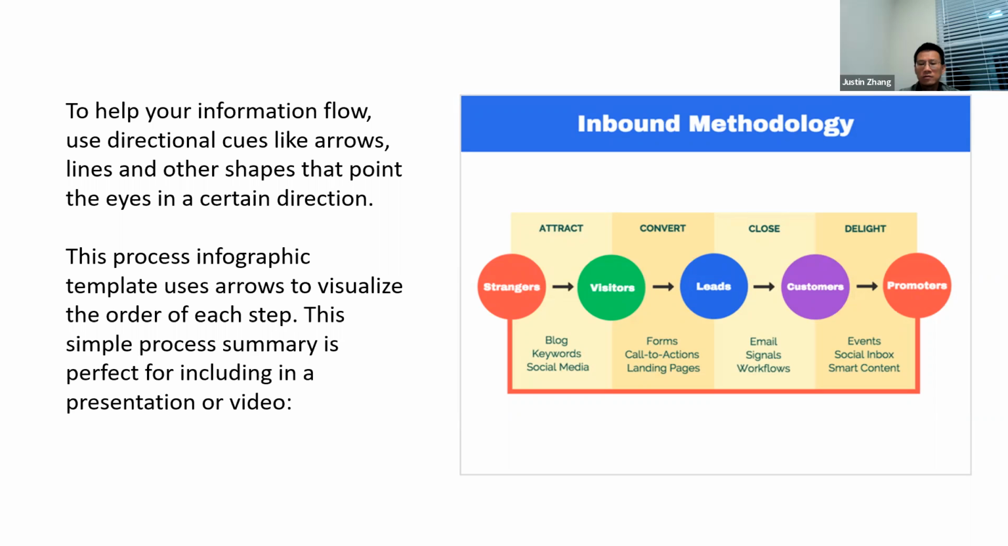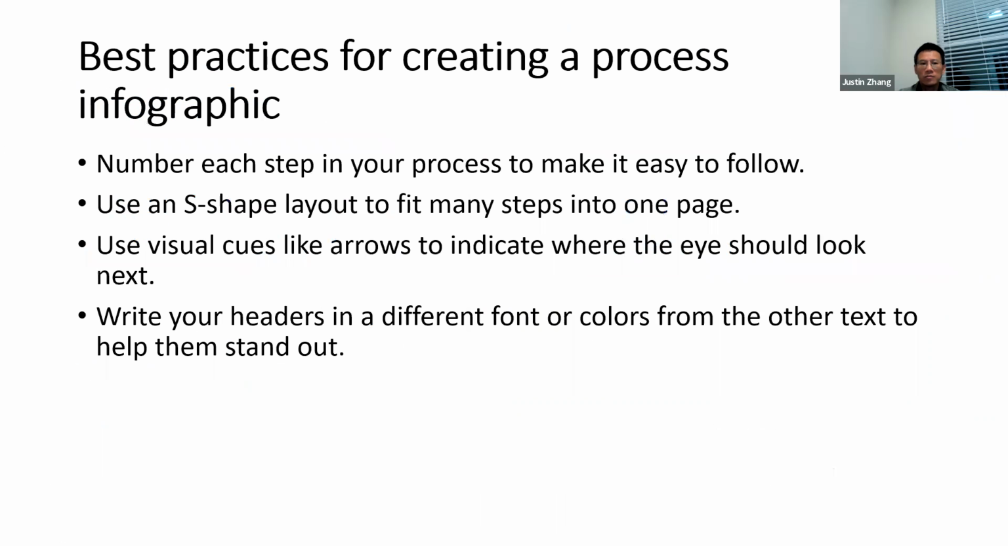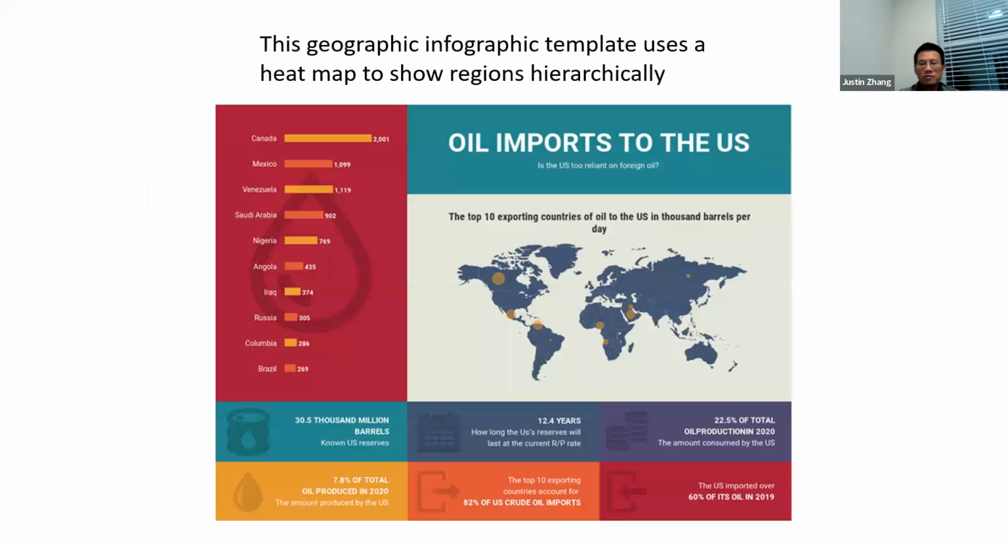This is basically for marketing process. Customer journey map and some best practices. So one thing is you can actually use an S-shaped layout to minimize the space in order to fit as many steps as possible into one page. Next one, geographic infographic, basically map.